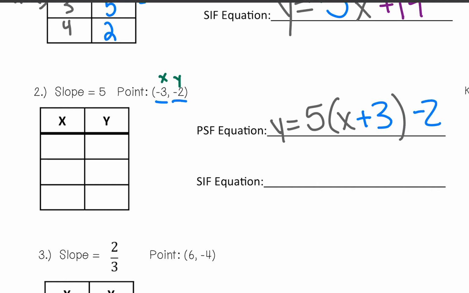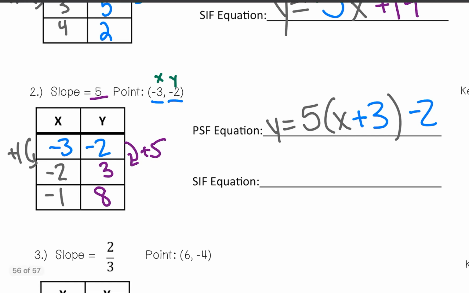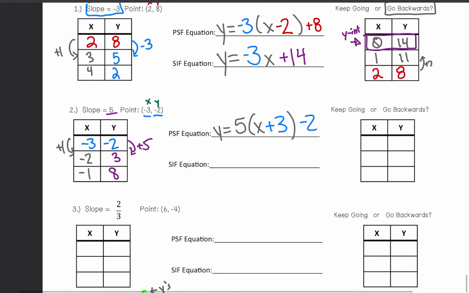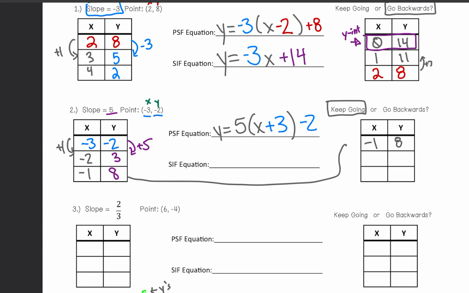Plug these into our table, they stay the same. We have a 5 for our slope, so we add by 5, which gives us 3 and 8. There's no number underneath the 5, so we add by 1s on our x side, so we got -2, -1. And this is getting closer to 0, so what we're going to do is we're going to keep going. So I'm going to rewrite that -1 and 8 that we ended with here.